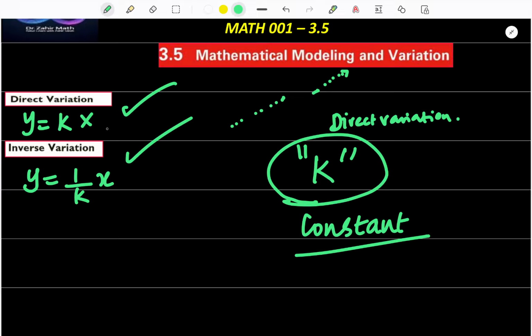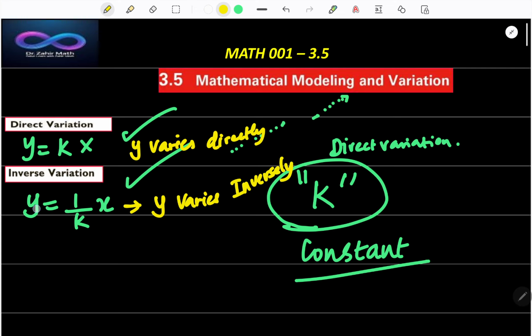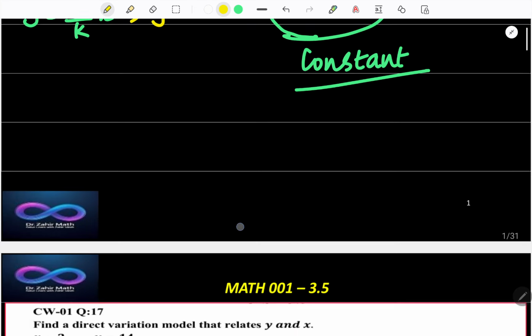What do you say here? Y varies directly. Y varies inversely. You should read it as y varies inversely. Now let's go to the problems.